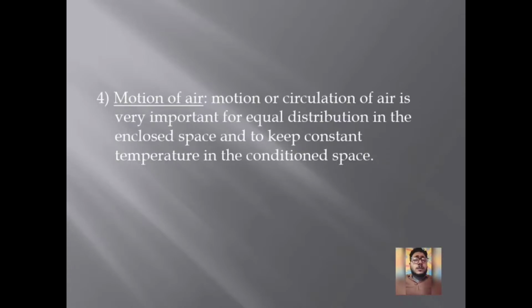Now, motion of air. Circulation of air is very important for equal distribution in the enclosed space and to keep constant temperature in the conditioned space. Air motion or proper circulation of air is also a factor affecting human comfort in order to maintain constant temperature throughout the conditioned space. It is necessary that there should be equal distribution of conditioned air in the space. The air movement is maintained at the desirable velocity of about 8 meters per minute using appropriate distribution system grills, etc.